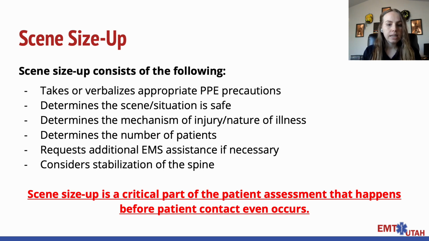So the first one is that you take or verbalize PPE precautions. The second is that you determine that the scene or situation is safe. The third is that you determine the mechanism of injury or nature of illness. In this case, we'll be talking about nature of illness. You have to determine the number of patients, request additional EMS assistance if it's necessary, and then consider stabilization of the spine.